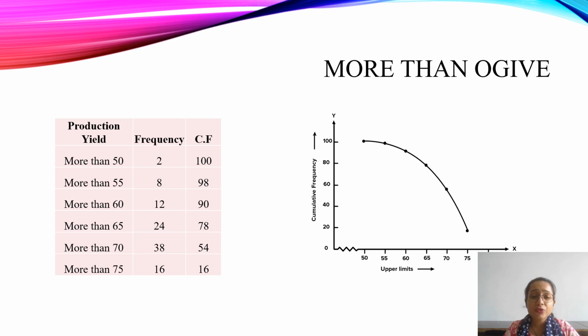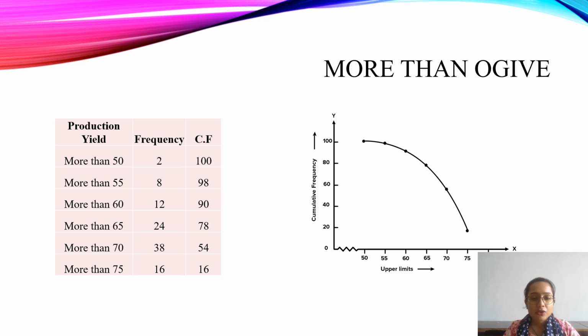After that you have to subtract the frequencies series-wise. From the first CF, 100, you have to subtract the first frequency, that is 2. So 100 minus 2 is 98. Again, from 98 you subtract the second frequency, 98 minus 8, that is equal to 90. So 90 would be your third CF.